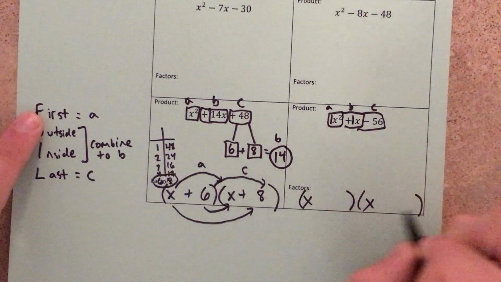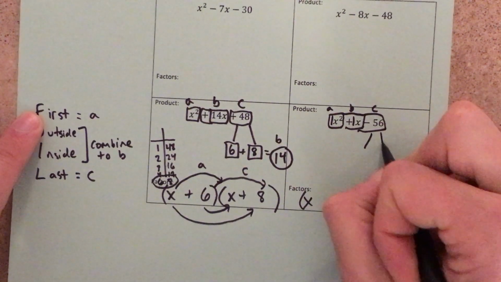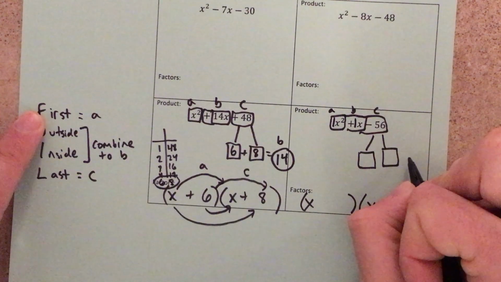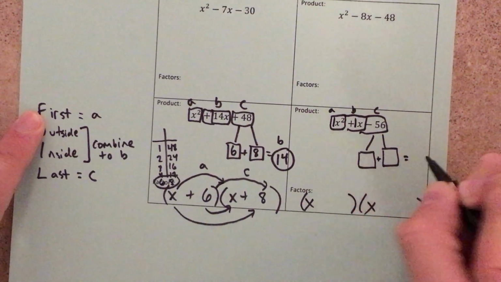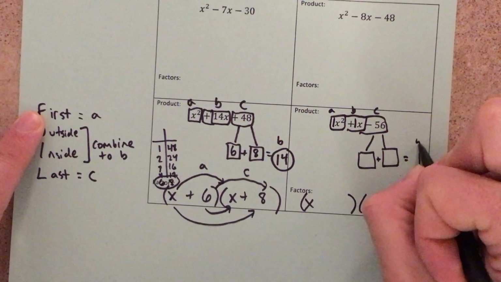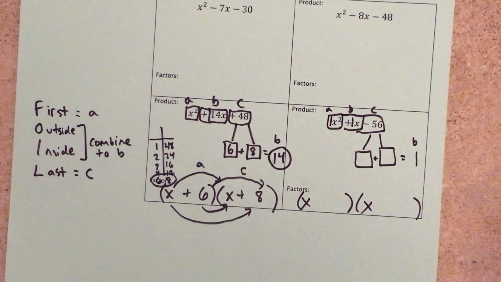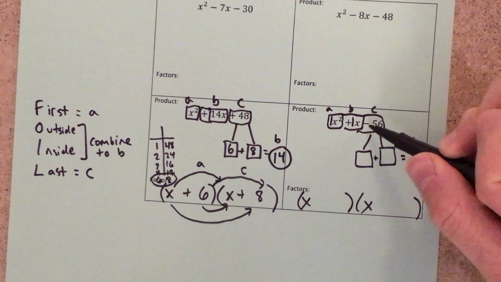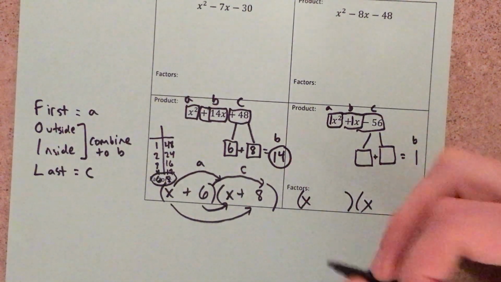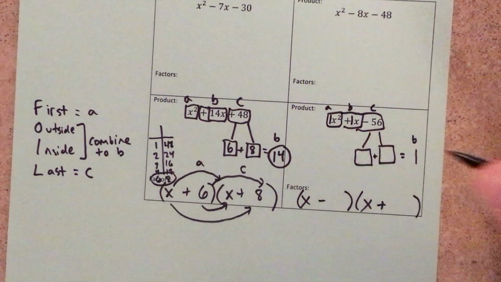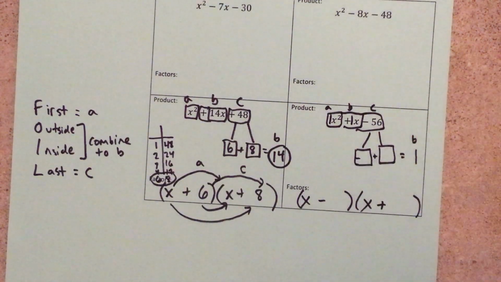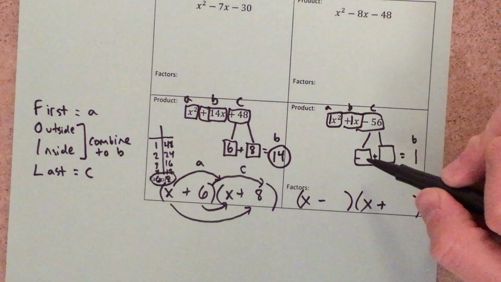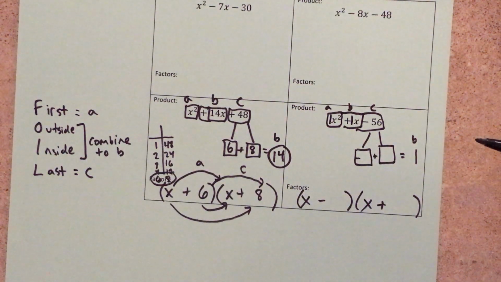So to find our last terms, we need to break down that 56. What are two numbers that multiply to 56 that add to the b term, which is 1? So 1 is my b. So here you're going to notice, though, that 1 is negative and 1 is positive, because basically I need to create a negative number. The only way to do that is to multiply negative times a positive, right?